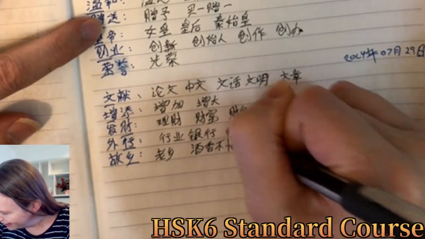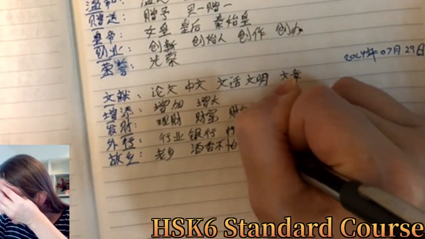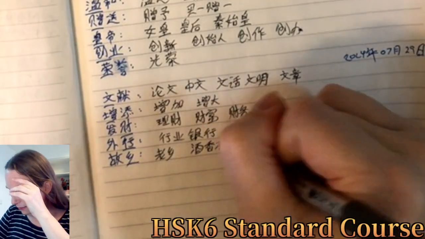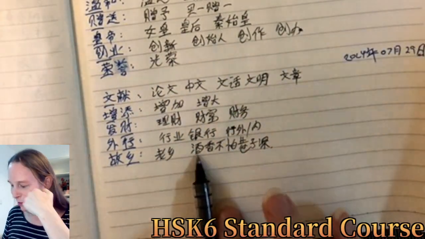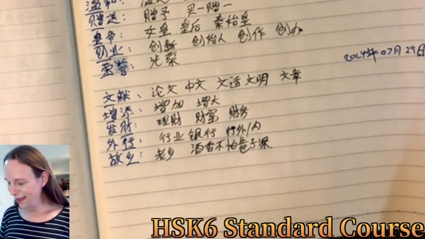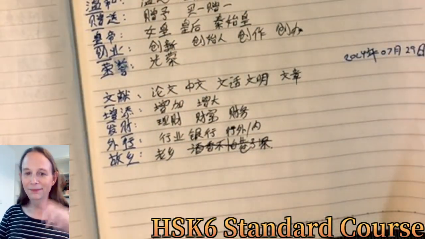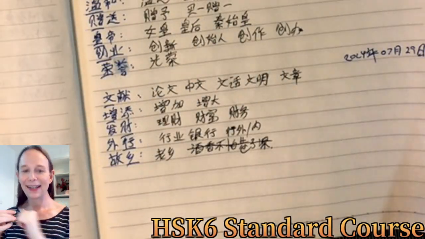Whoops. Yeah, that's the wrong one, isn't it? It's this one. 酒香不怕巷子深. This is 香. No, sorry, wrong one. I'm just going to cross that out. Sorry, wrong one. Worth knowing. 香.